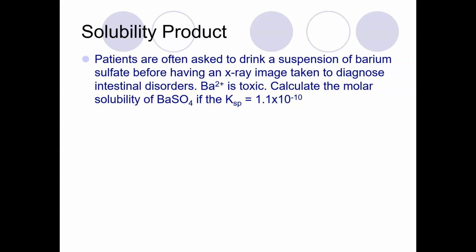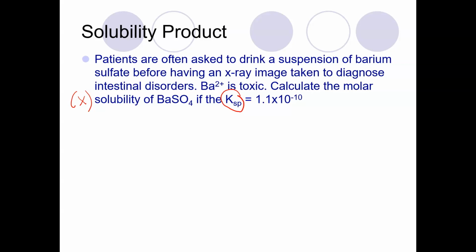We need to calculate the molar solubility, which is X, of barium sulfate. The molar solubility is X. It's also going to be the amount of barium. I want us to calculate how much barium is going to dissolve and go into your body, this toxic barium, when you drink this barium sulfate suspension. Anytime we have a KSP, you know it's a solubility product. So our equation is going to look the same.